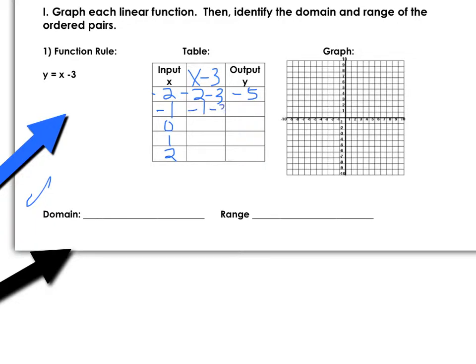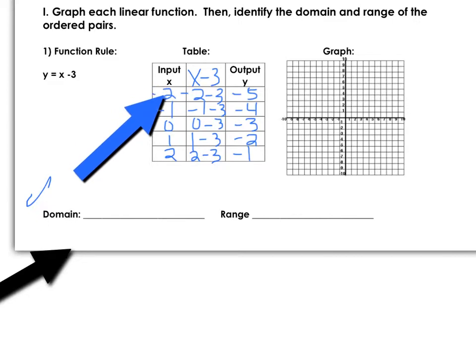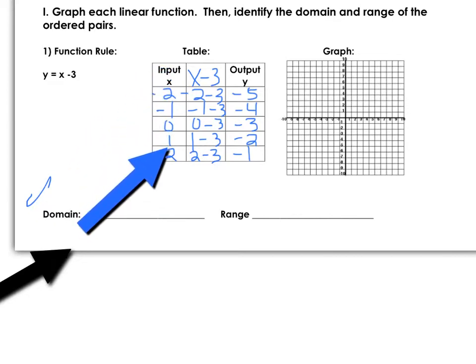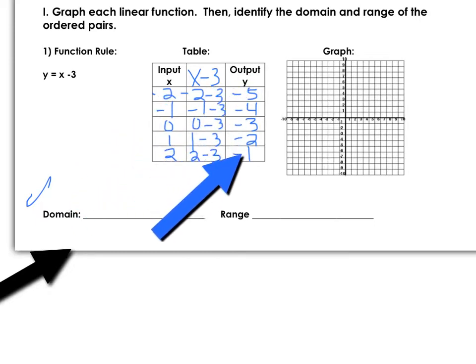-1 minus 3 gives you an output of -4. 0 minus 3 gives you -3. And 1 minus 3 gives you -2. And 2 minus 3 gives you -1. So now we've got our ordered pairs. Input values will be our x's, and our output values will be our y's.